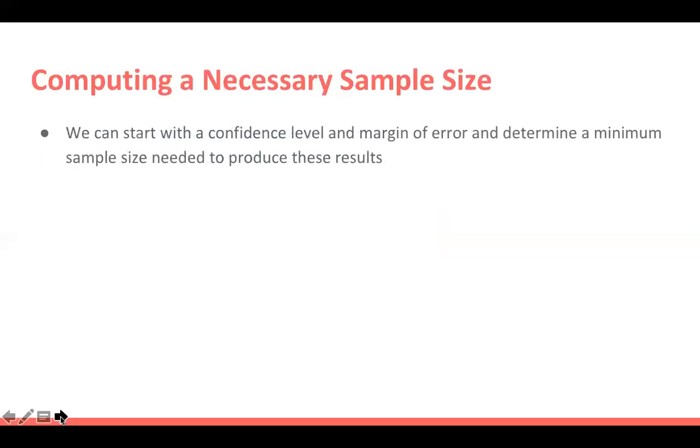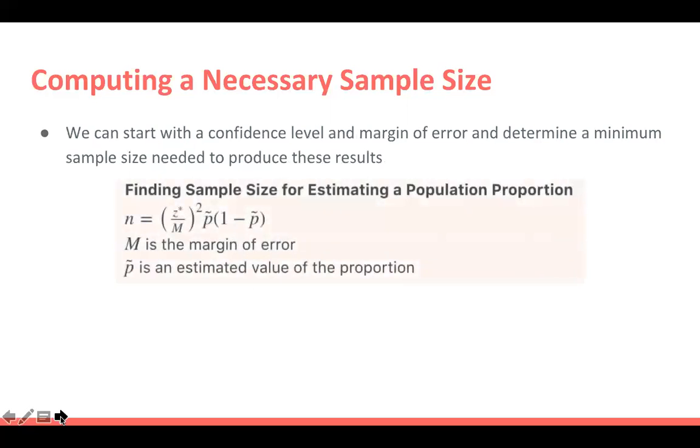So there's a way you can compute a sample size if you start with a confidence level and a margin of error. So it's kind of like working backwards if you think about it. So you can take the margin of error and the confidence level that you're given in order to find a minimum sample size needed to produce those results. So it's kind of like taking your end result, what you want that to be, and learning how big your sample size must be in order to get those results.